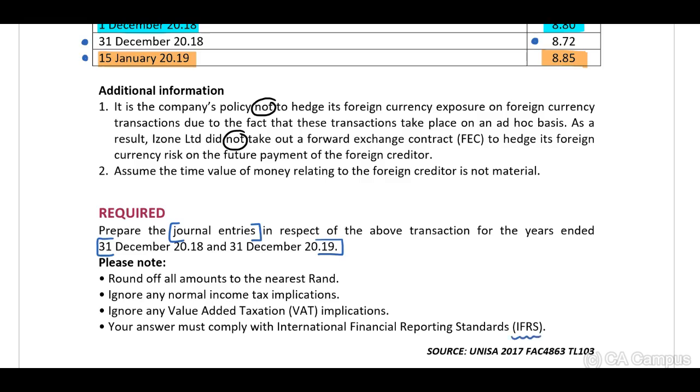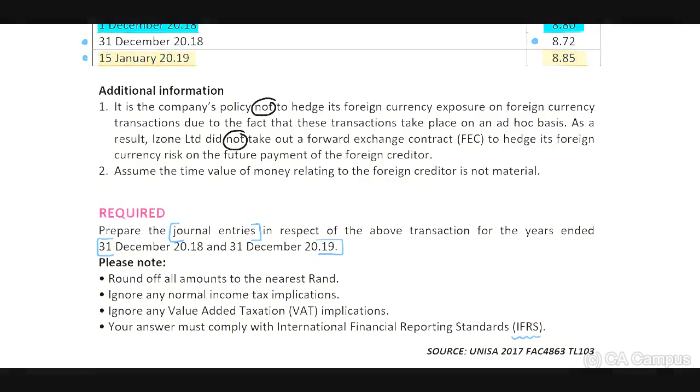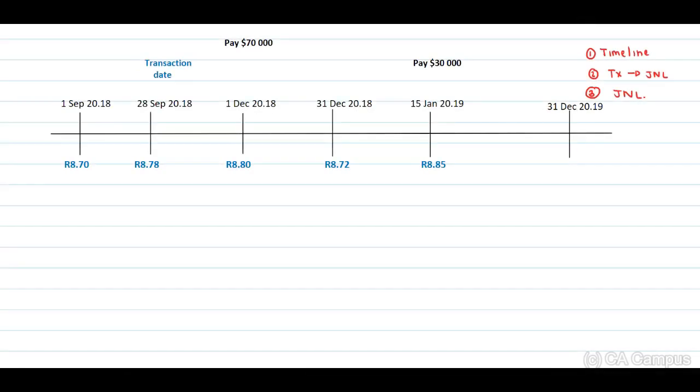Now, my first step with a foreign currency transaction will be to include my timeline. As always, I recommend that you please plan your attempt. My first step, I will include my timeline with all of the important dates. Now, when you look at my timeline, we have identified that our order date is 1 September, but we do not recognize any journal entries on this date. We need to recognize our transaction date journal entry on 28 September 2018.